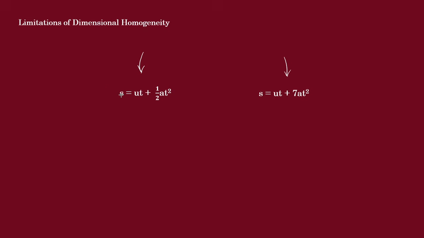However, if we were to dimensionally check this, s will have dimensions L. Okay, ut will have dimensions L, since that is L per time times time. Okay, half at squared will have dimensions L, since this is L per T squared times T squared. Remember we said constants don't have dimensions. If we check the second equation, s will have dimensions L, ut will also have dimensions L, and at squared would still have dimensions L, since 7 doesn't play a part.